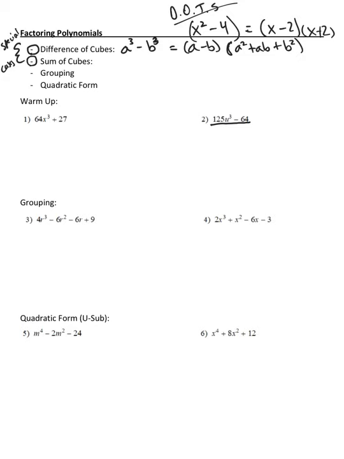125u cubed is 5u to the power of 3. And then that's minus 64. 64 is 4 to the power of 3. So how this is going to factor, this is going to be a minus b, 5u minus 4.